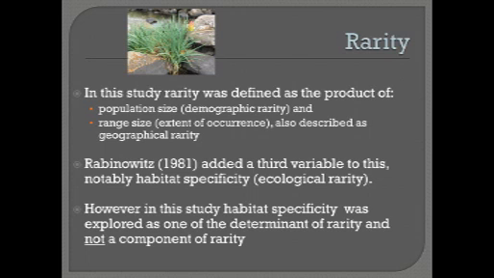boundary. In this study, we defined rarity as population size, a product of population size and range size, or extent of occurrence. And this is not the same as Rabinowitz described rarity. She included a third variable, habitat specificity. But in this study, we actually explored habitat specificity as a determinant rather than a component of rarity.